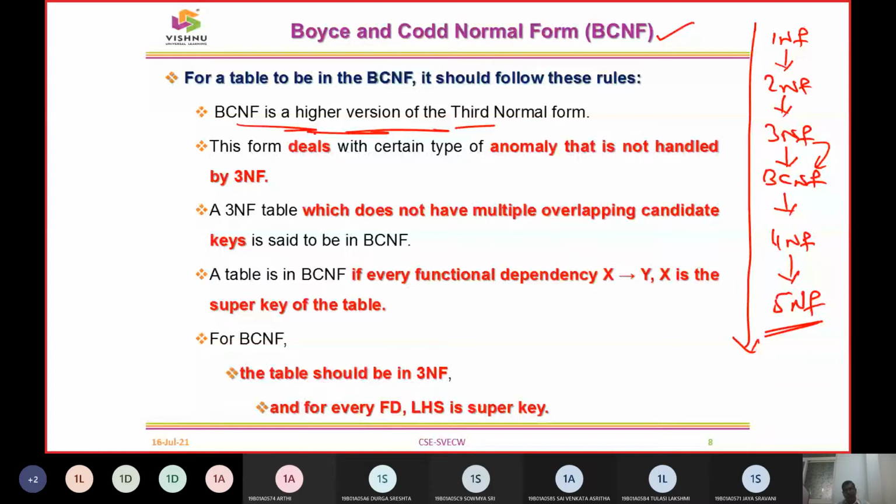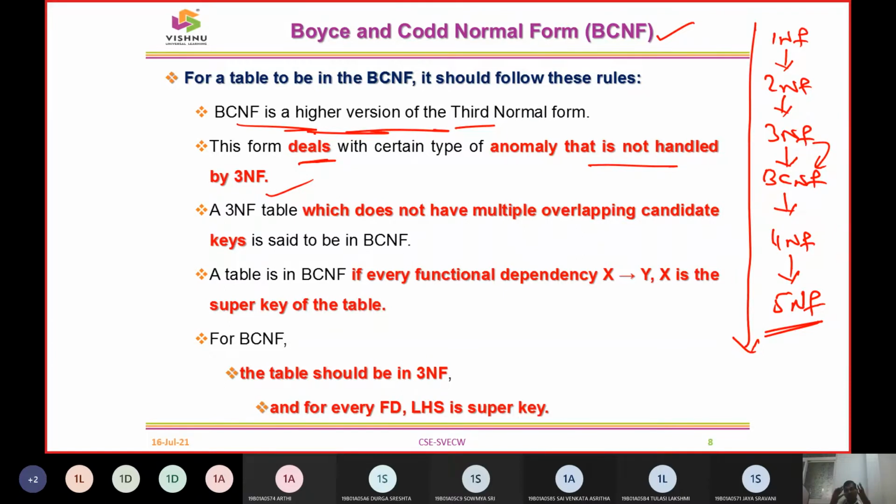So what this Boyce-Codd normal form will do is deal with whatever anomalies are not handled by the third normal form. Anomaly means it can be an insert anomaly, an update anomaly, or a delete anomaly. If the third normal form was missing an insert, update, or delete anomaly, such items are going to be worked out in the Boyce-Codd normal form.